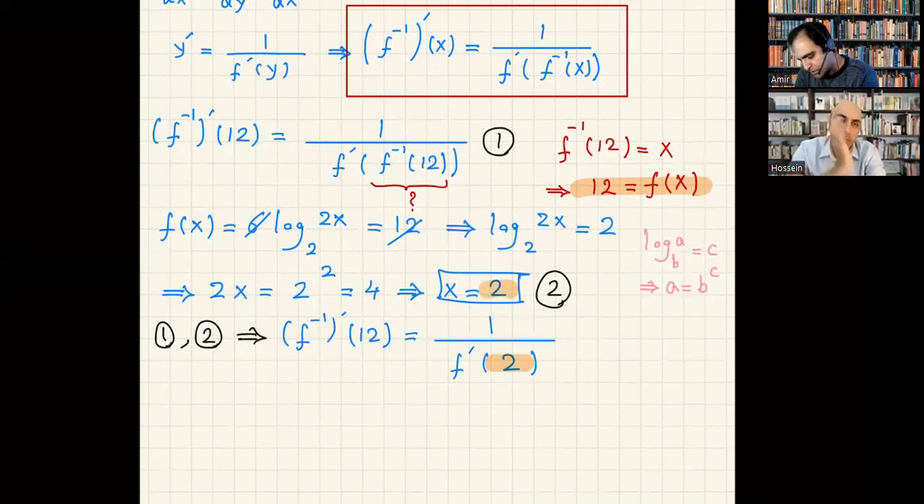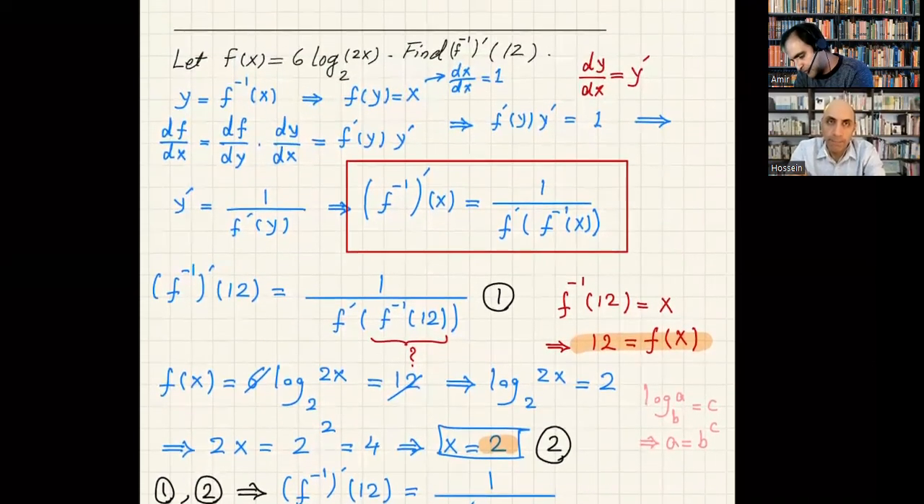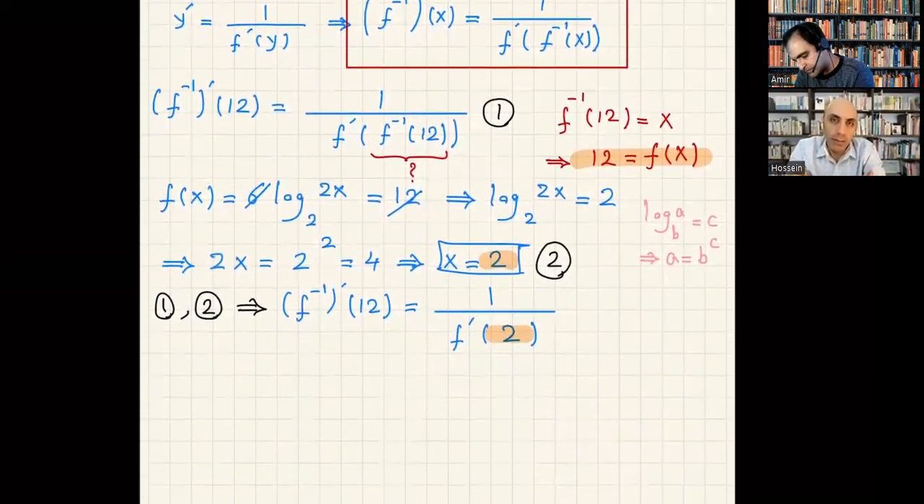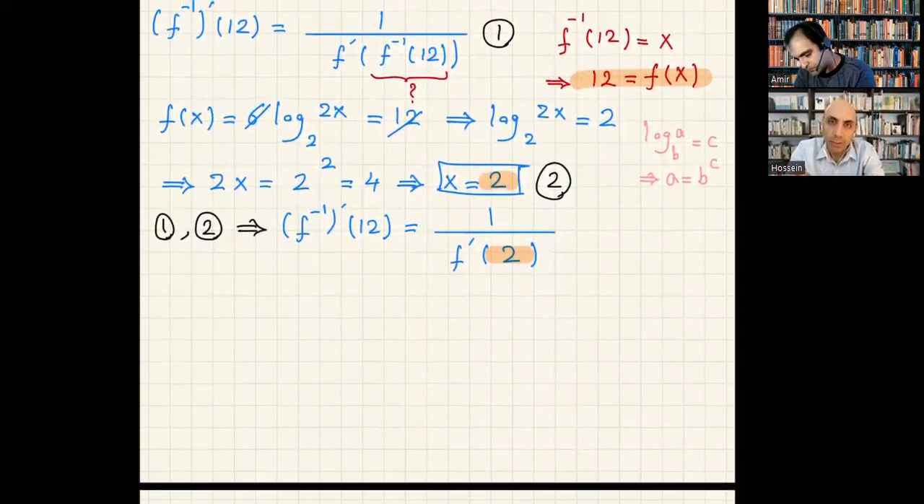Now I need to know the derivative of f. So this is the function that I have. You need to find the derivative of that function and evaluate it at 2. Correct.